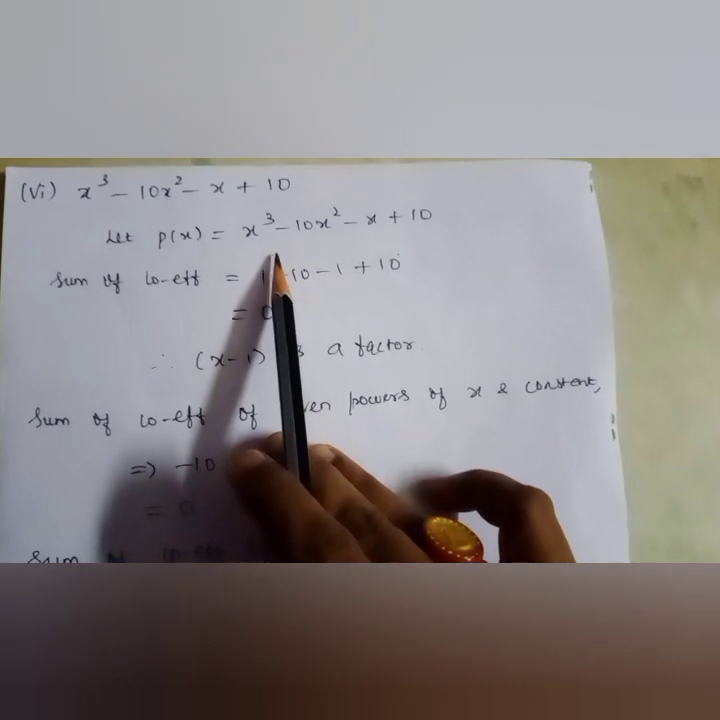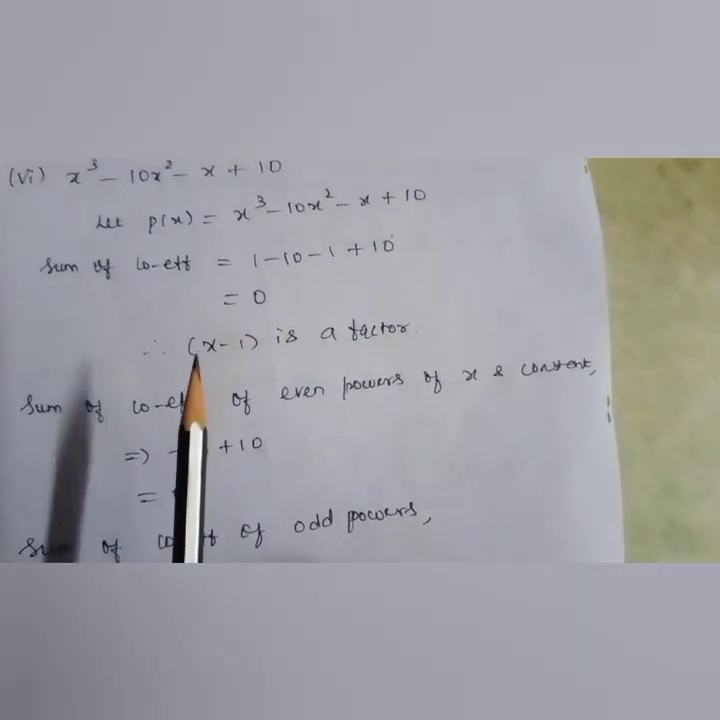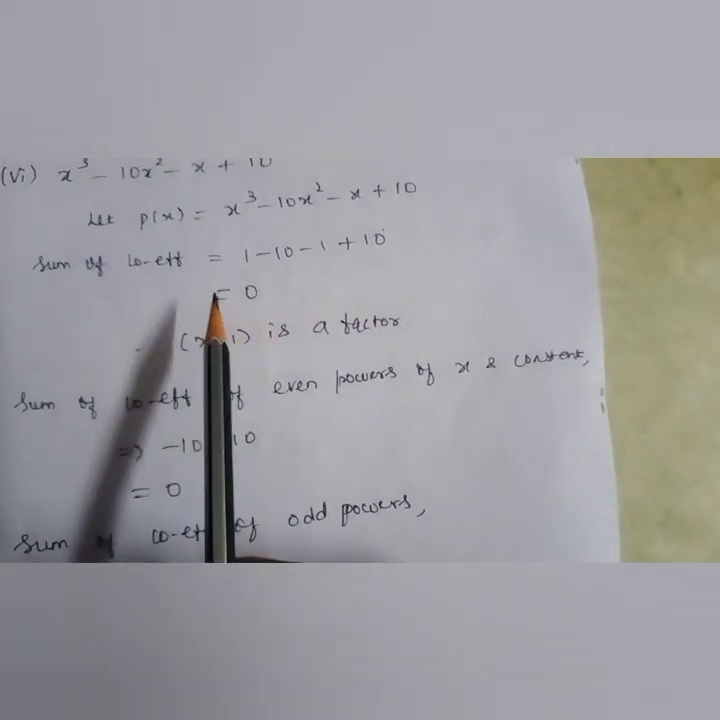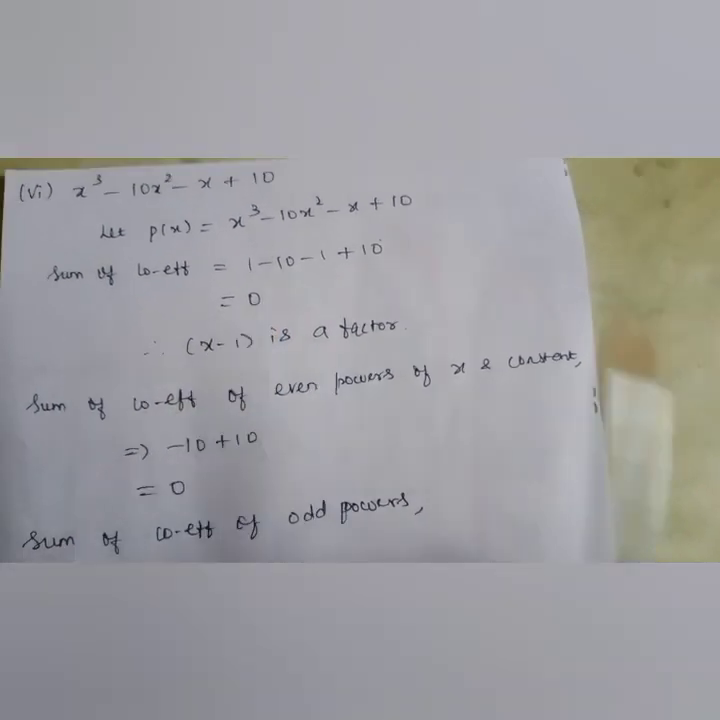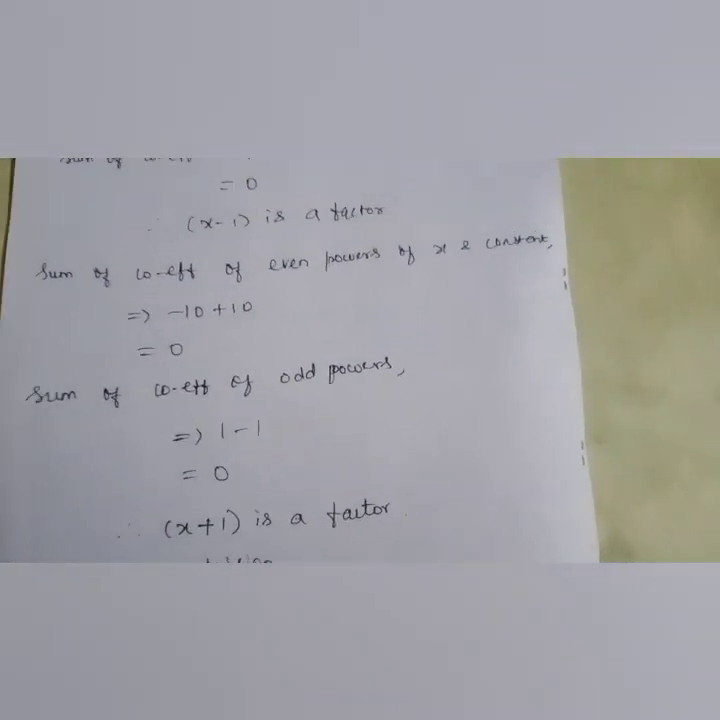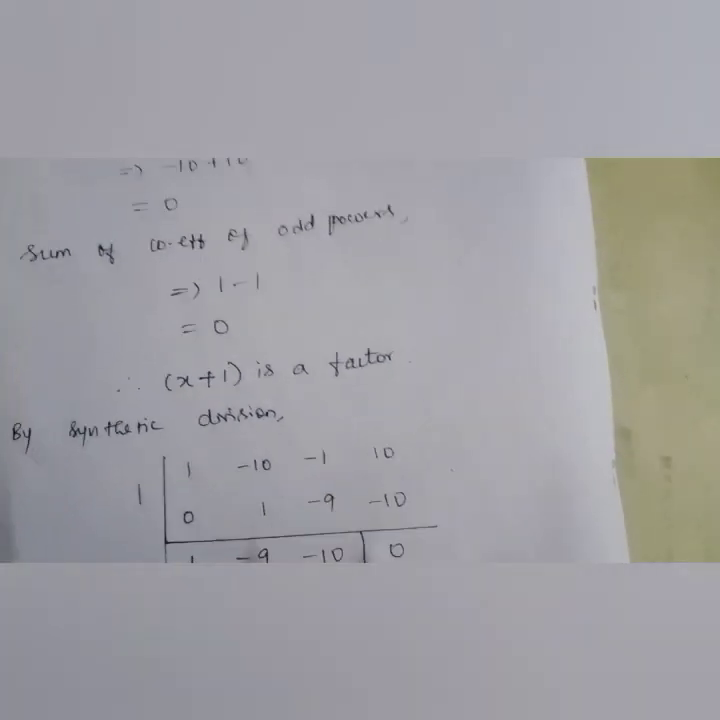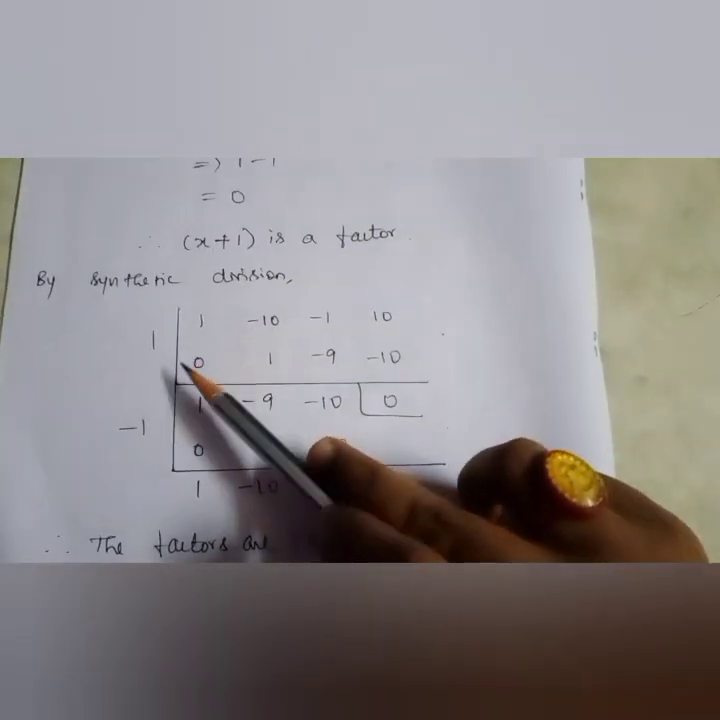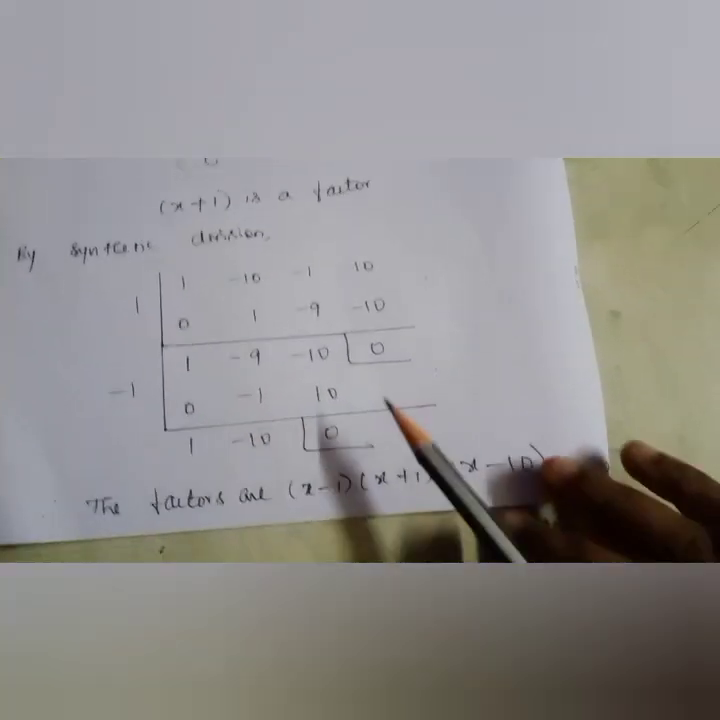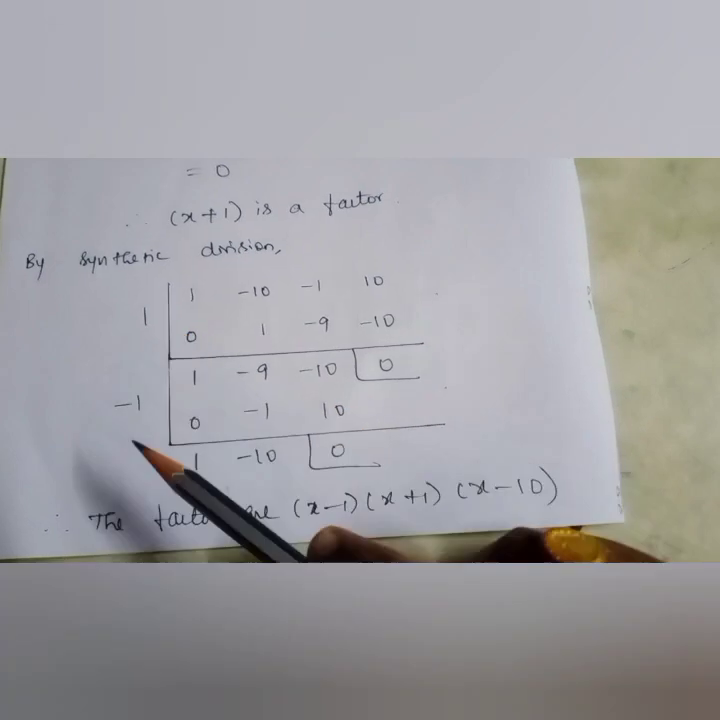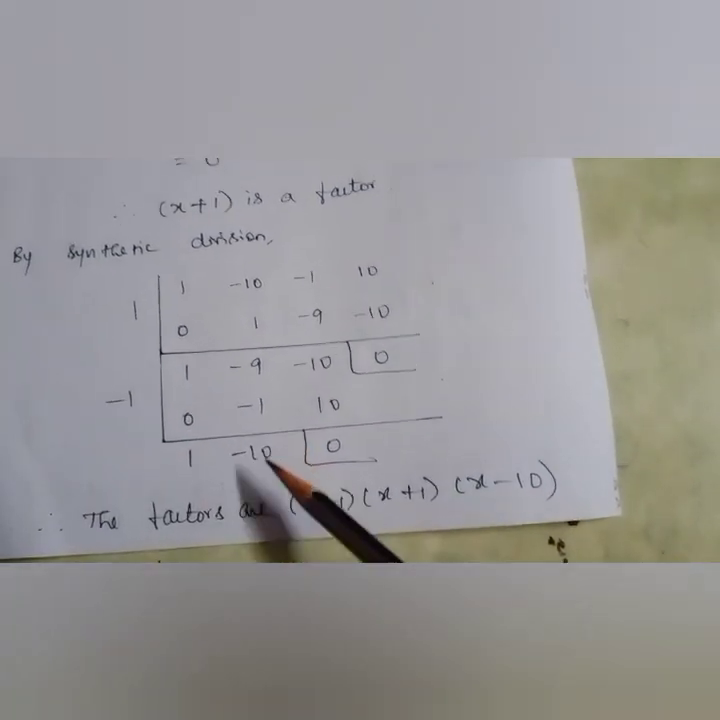The last sum of this exercise is x cube minus 10x square minus x plus 10. Let us name this as p of x polynomial. Then the sum of the coefficients turns out to be 0. So x minus 1 is a factor. Then the sum of the coefficients of even powers is also 0, and the sum of the coefficients of the odd powers is also 0. So x plus 1 is also a factor. So first I am doing it with 1 and next I am doing it with minus 1. So the factors are x plus 1, x minus 1 and then x minus 10.